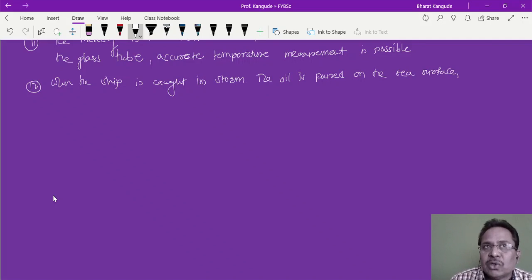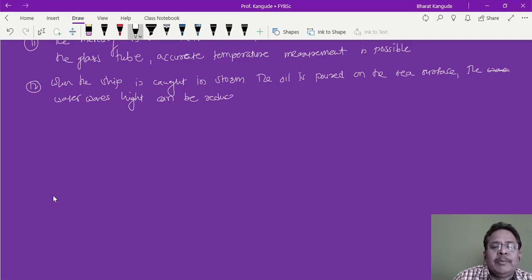When we add certain oil, the surface tension is reduced, and because of this the height of the water waves can be reduced, not controlled, but reduced. So the possibility of damage is less when oil is poured on the surface. Because of the reduction of the surface tension of water, the waves easily spread, and that's why they do not cause a lot of damage. So to avoid damage, this type of oil pouring is done sometimes.